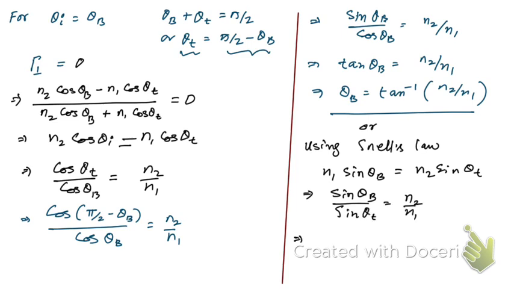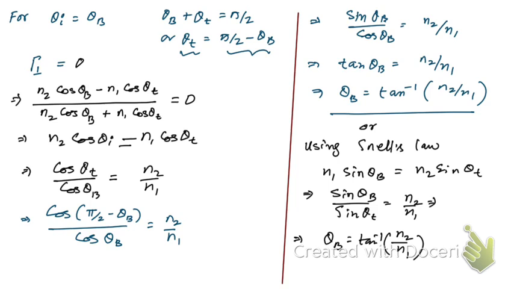And sin theta t, you know, sin theta b by sin theta t can be replaced by sin theta b by sin of pi by 2 minus theta b, equal to n2 by n1. Now you see sin of pi by 2 minus theta b is going to be cos theta b, right, and sin theta b by cos theta b is going to be equal to tan theta b. Okay, so which means theta b is equal to tan inverse of this. Hope you have understood this.